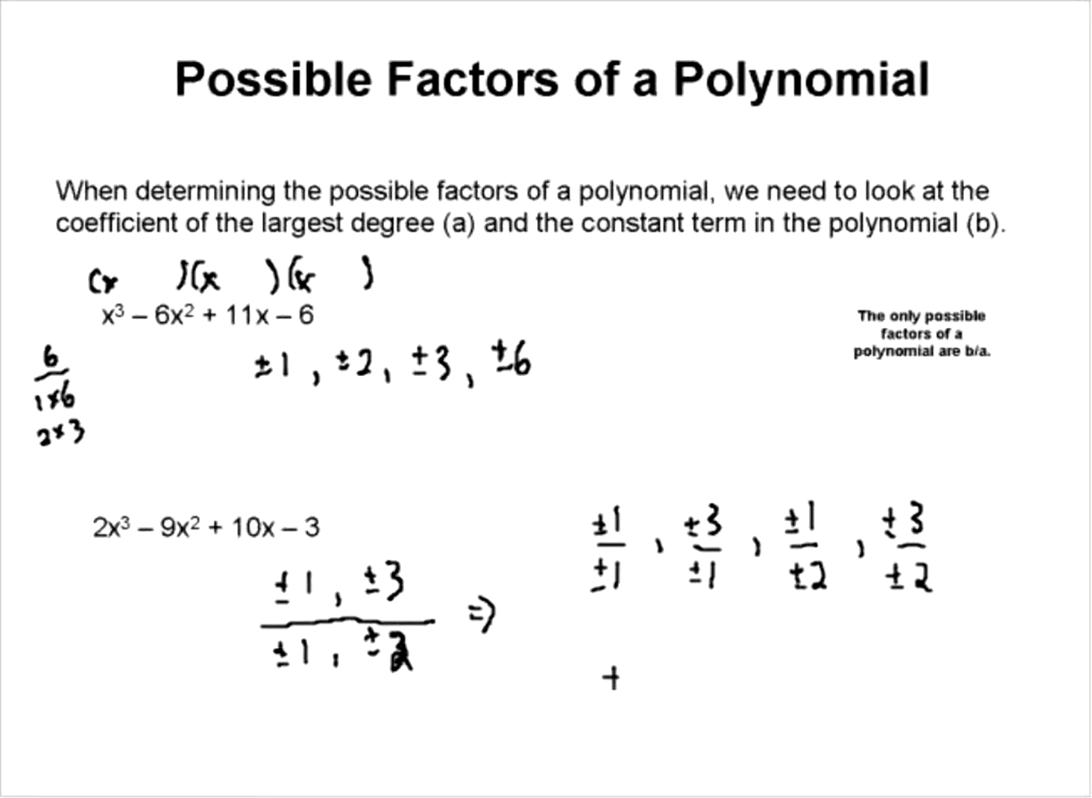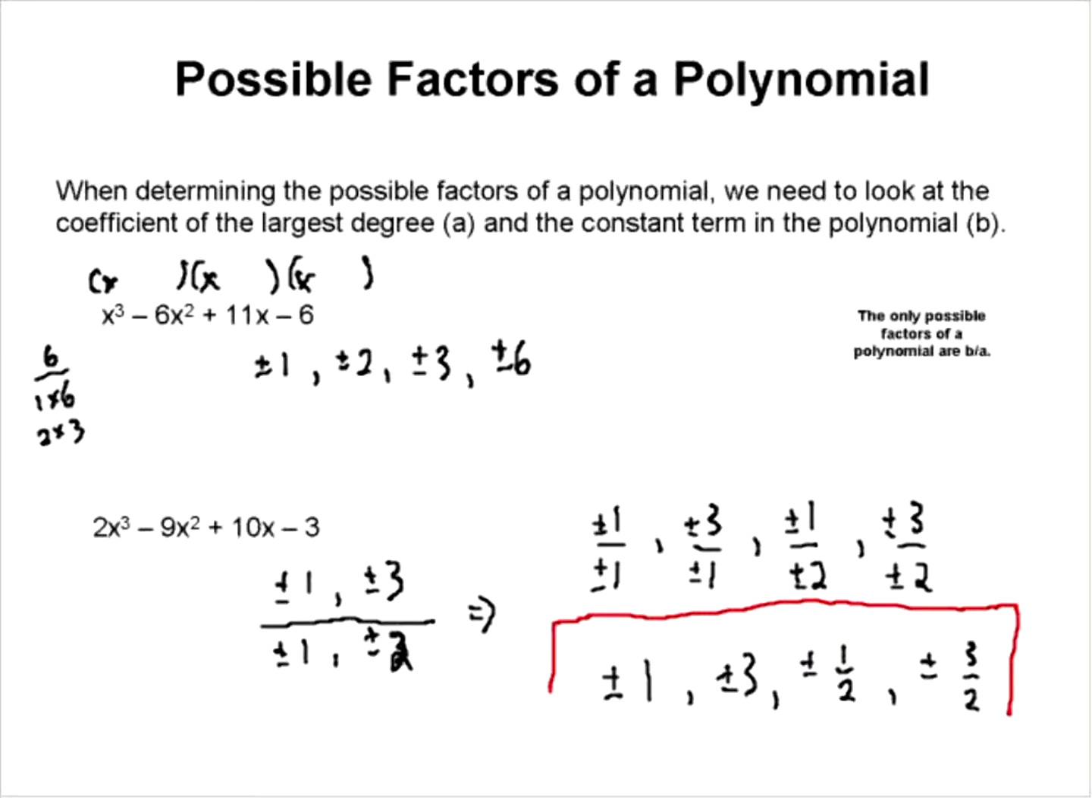So the only possible terms that are going to work is 1 divided by 1, of course, is 1. 3 divided by 1 is 3. 1 divided by 2 just becomes plus or minus 1/2, and plus or minus 3 over 2. That right there is going to tell you that these are the only possible values.